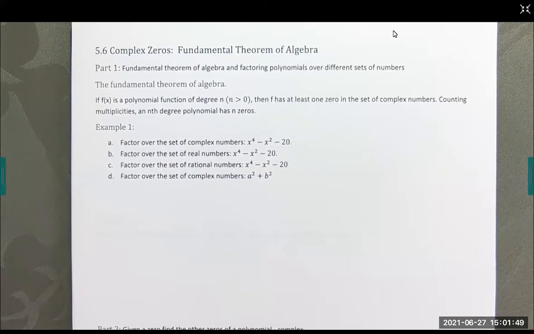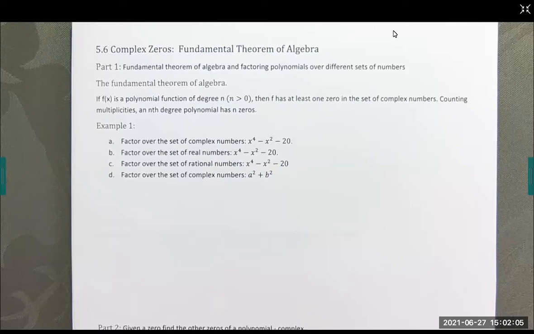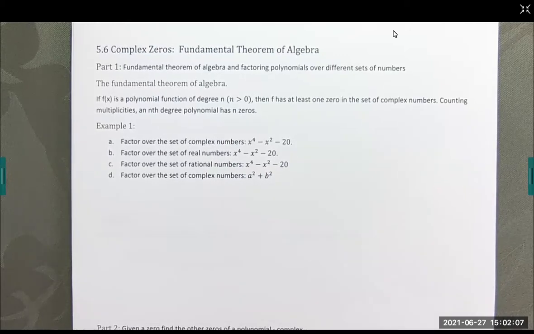Welcome back, everybody. We're at the end of chapter 5, where we're going to deal with complex numbers as potential zeros for polynomials. And that starts us off with the fundamental theorem of algebra. This is actually sort of a big deal. Fundamental theorems are often very big deals. If f of x is a polynomial function of degree n, where n is positive, then f has at least one zero in the set of complex numbers.